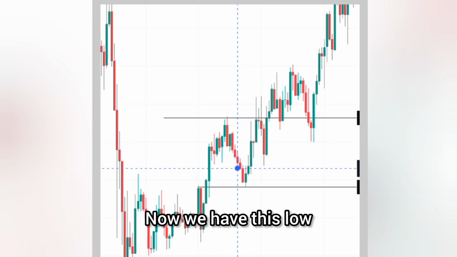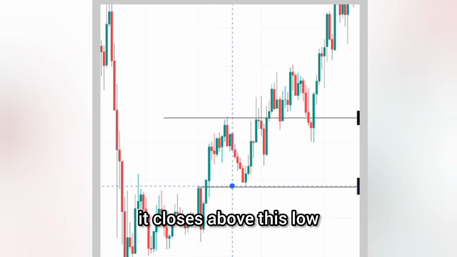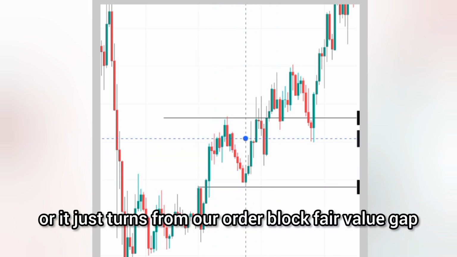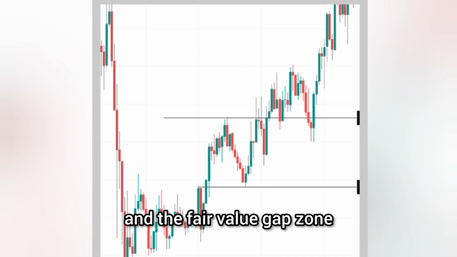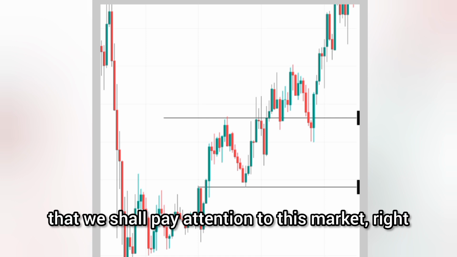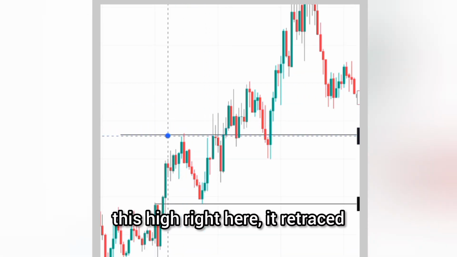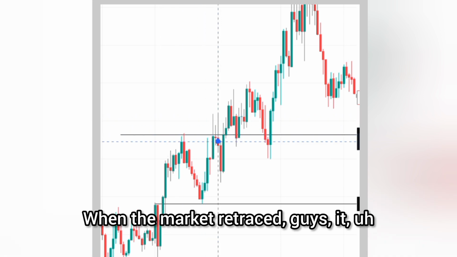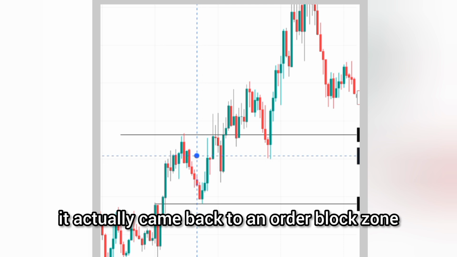Now we have this low. Either the market comes back to this low and liquidates it, closing above this low, or it just turns from our order block to a fair value gap. These are the zones I'm going to show you, the order block zone and the fair value gap zone, that we shall pay attention to in this market. Here you can see that when the market broke this high right here, it retraced. When it retraced, it actually came back to an order block zone right here.